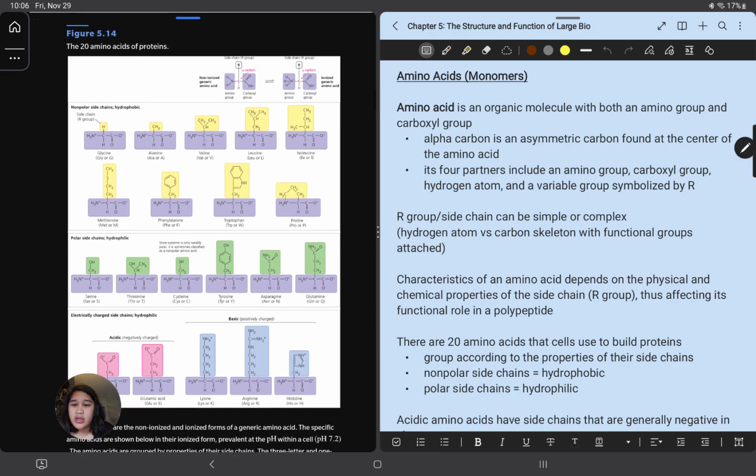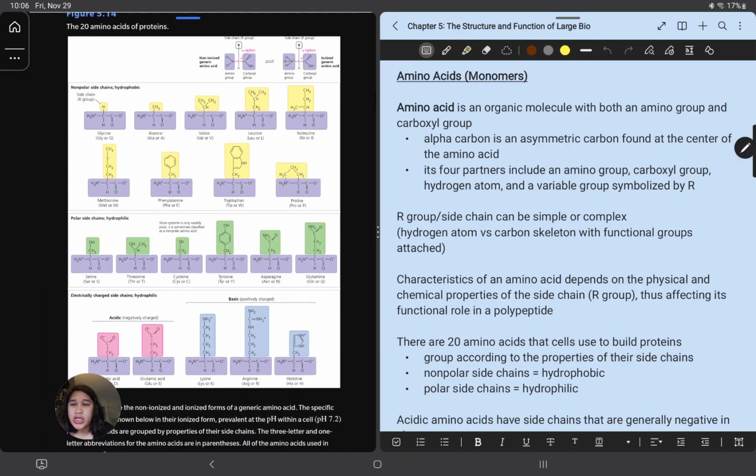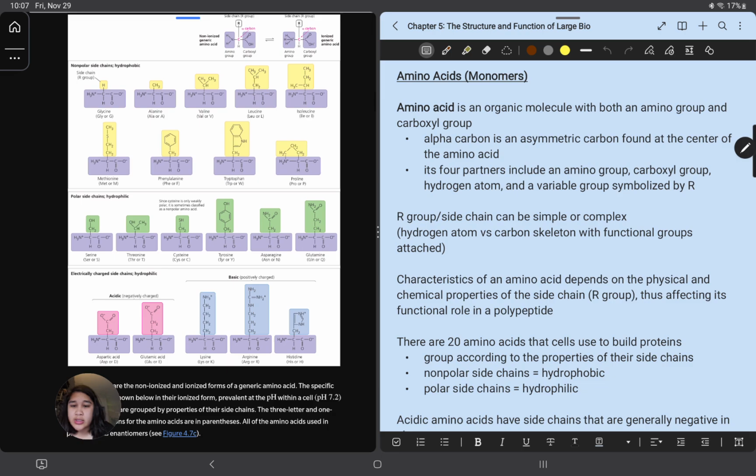So this is the graph showing you all of the 20 amino acids. There are only 20 amino acids, and these build up proteins. These are essentially the alphabet for proteins.